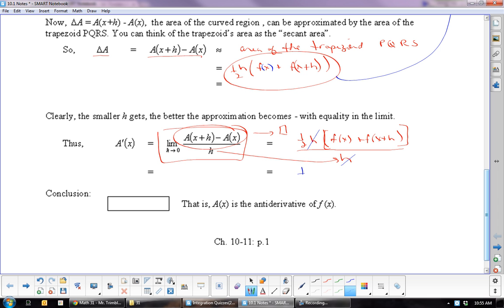So then we have 1/2 of f of x plus f of x plus h. And that's the limit as h goes to 0, right? Well, now I can put h equals 0 in there. So I would have 1/2 of f of x plus f of x, which is 1/2 times 2f of x, which equals f of x.